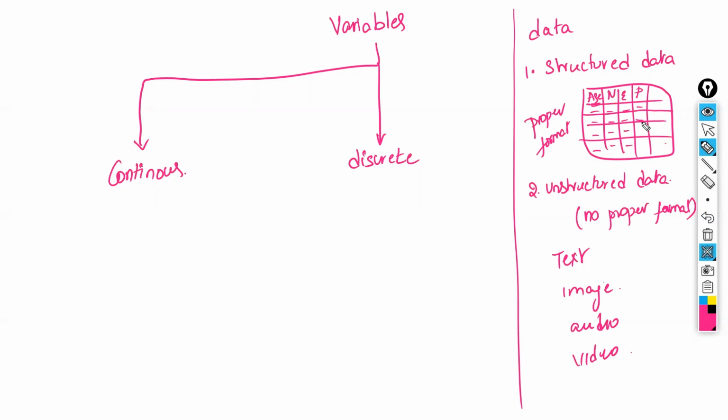In an interview, if they ask you what is structured data and unstructured data, some people will say structured data means tabular data, right? Tabular data is one example, but basically you have to say that data which has a proper format is called structured.